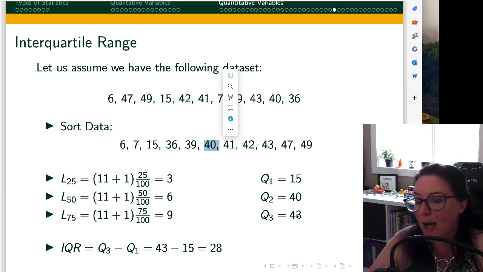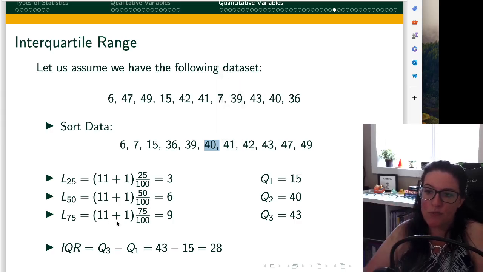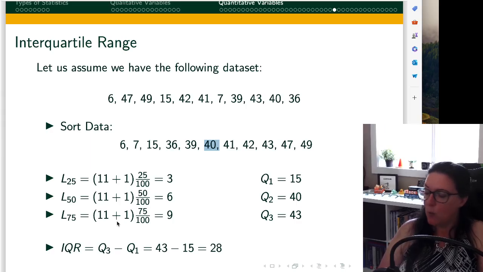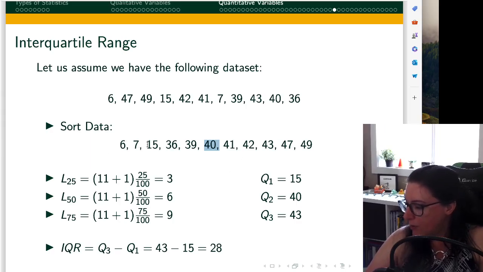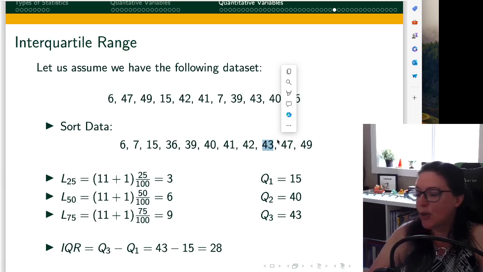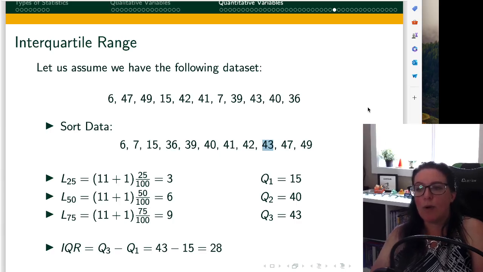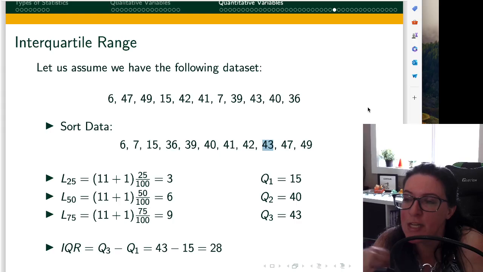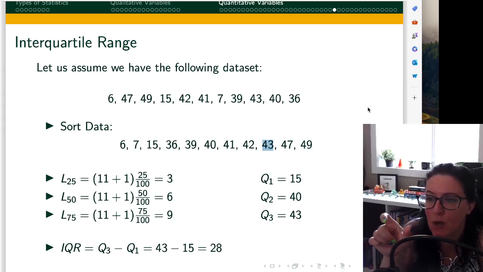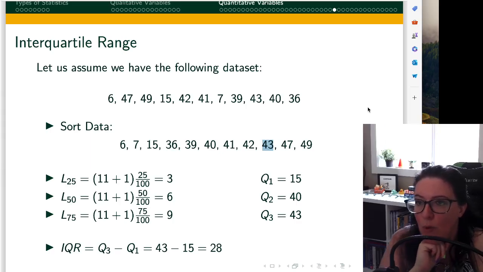And then our third quartile, we're looking for the point at which 25% is above, 75% is below. So you take the number of points, here's 11 points, we add 1 to it, so we get 12, and we find 75% of that, which is 9. So that means 1, 2, 3, 4, 5, 6, 7, 8, 9. The third quartile is 43. So if we're to find the interquartile range, it's 43 minus 15, and the middle 50% spreads 28 points here.